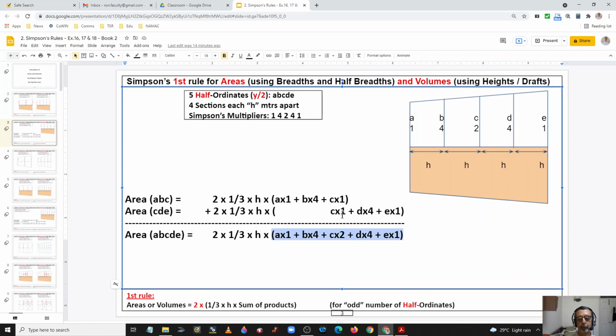We are adding them, c multiplied by 1 plus c multiplied by 1. Thus we have c multiplied by 2 plus d multiplied by 4 and plus e multiplied by 1. Thus you can see that the Simpson's multipliers have changed from 1, 4, 1 for 3 ordinates or semi-ordinates to becoming 1, 4, 2, 4, 1 when we have 5 ordinates. In case we had 7 ordinates, it would be 1, 4, 2, 4, 2, 4, 1. And the list goes on.